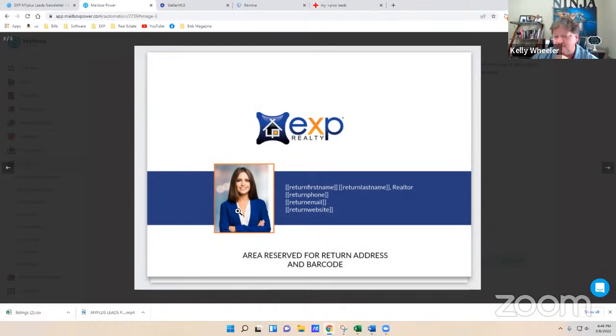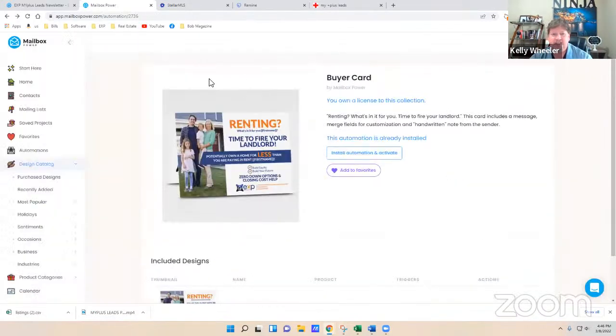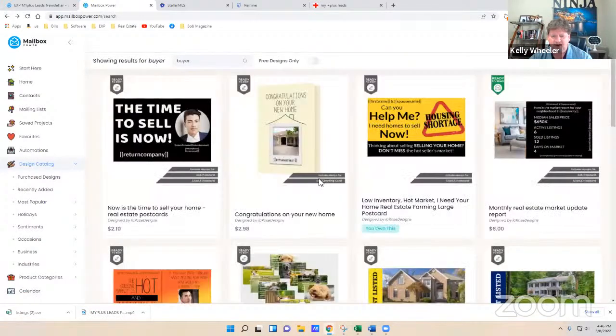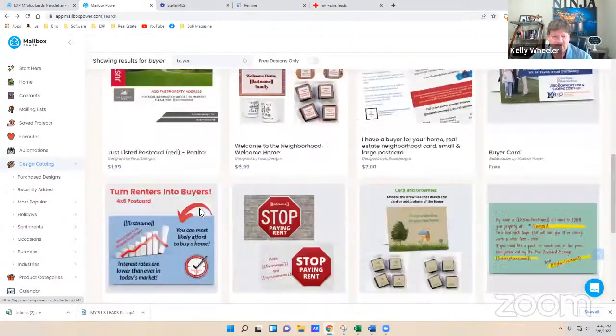Your picture will automatically go here if you put your picture on your profile, and then it'll automatically put your first name, last name, and whatever is in your profile, it will put it there. And that's what that card looks like, right? So we've got one more here. This is another one right here.